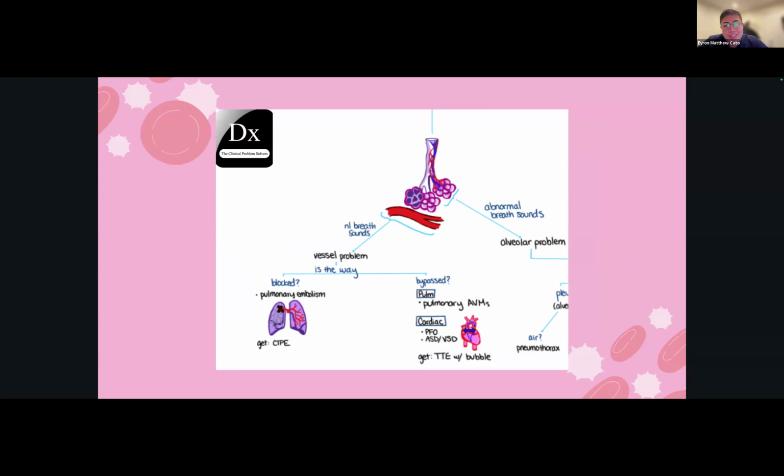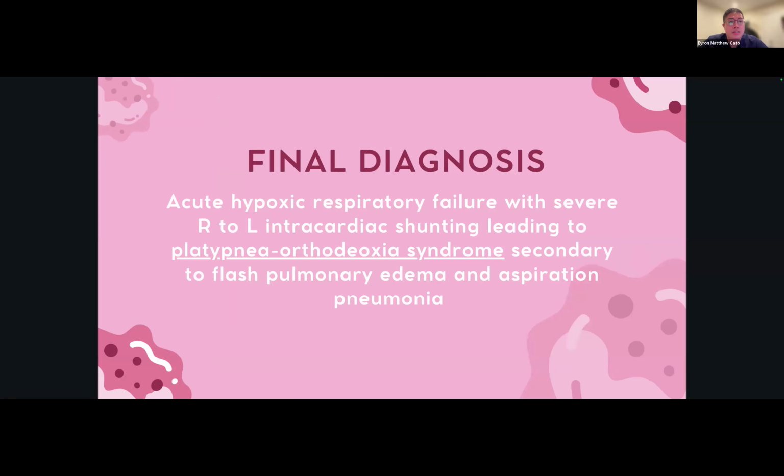But as we know, the patient had a CT abdomen and pelvis, which noted no pulmonary embolism, which leads us to shunting physiology, such as an intrapulmonary or intracardiac shunting. So this patient happened to already have a known patent foramen ovale with right to left intracardiac shunting, so that could predispose her. So ultimately, this patient was diagnosed with acute hypoxic respiratory failure with severe right to left intracardiac shunting, leading to platypnea orthodeoxia syndrome, secondary to flash pulmonary edema and aspiration pneumonia.